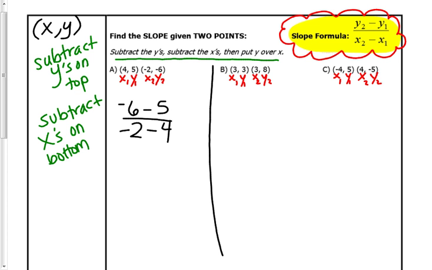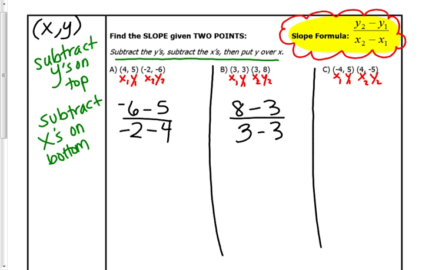Okay, I'm going to do step by step straight across. It's the same thing here. All right, so again, y2 minus y1, so this would be 8 minus 3 over x2 minus x1, so 3 minus 3. Letter C, y2 minus y1 over x2 minus x1. So you want to keep those signs the way they are, okay? Don't change anything.